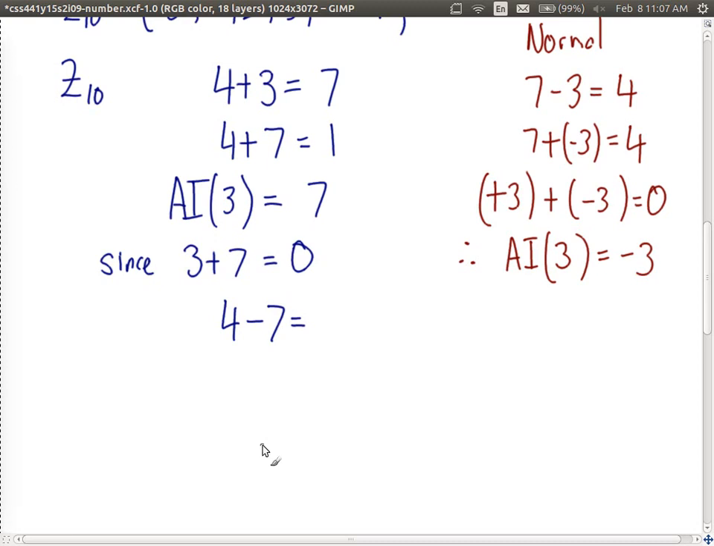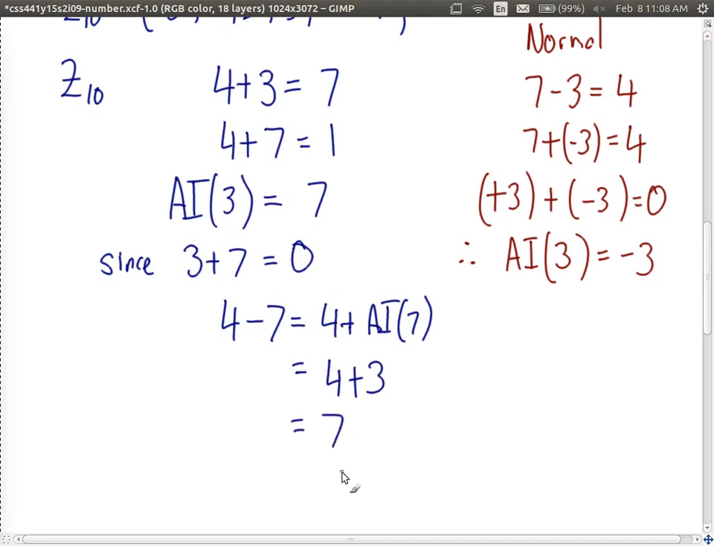4 minus 7 is 4 plus the additive inverse of 7. Subtraction is just addition, where we add the additive inverse. We know the additive inverse of 7 is 3. So it becomes 4 plus 3. And now we just have normal addition. Mod 10, 7. 4 minus 7 is 7. So in modular arithmetic, addition is natural to us. That's easy, I think, for most people. Subtraction is a little bit different from how we think. We need to find the additive inverse. But it's in fact the same principle as our normal arithmetic.